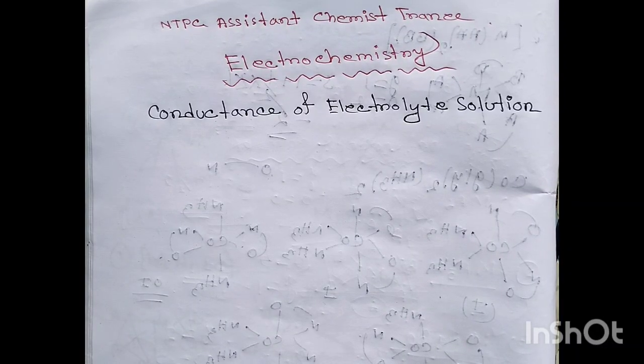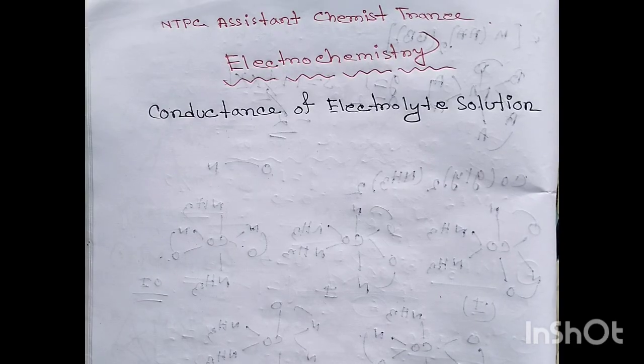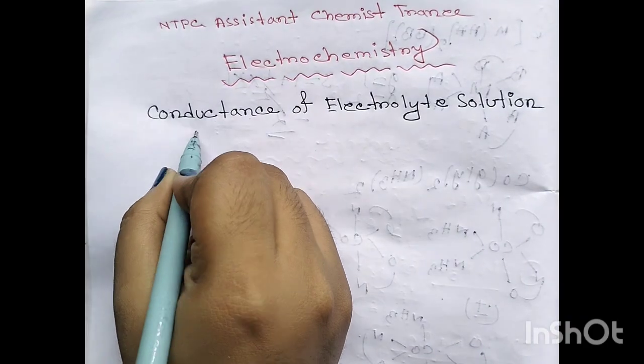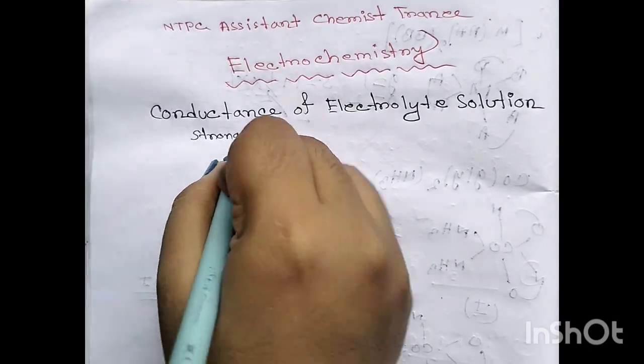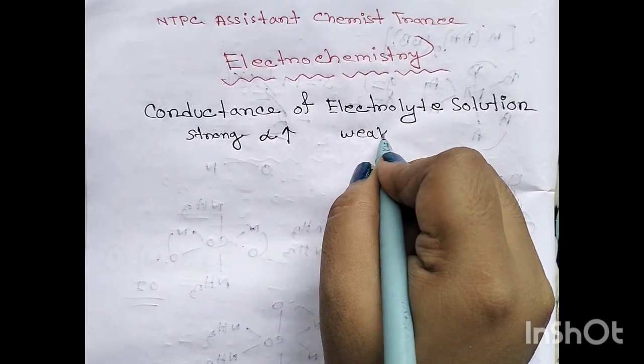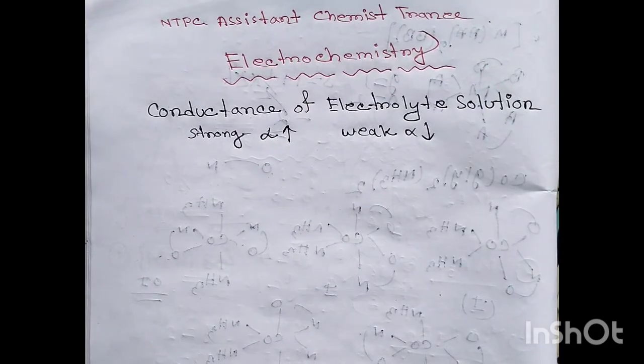Everyone, आज हम लोग डिस्कस करेंगे NTPC Assistant Chemist Trainee Examination, Electrochemistry chapter। ओके, सो ये चैप्टर हम लोग 2 वीडियो में कंप्लीट कर लेंगे। पहले हम लोग कंप्लीट करेंगे Conductance of Electrolyte Solution। इलेक्ट्रोलाइट के 2 टाइप होते हैं, ठीक है। एक है strong electrolyte और एक है weak electrolyte। For strong electrolyte degree of dissociation, that is alpha, is high, and for weak electrolyte degree of dissociation alpha is low.